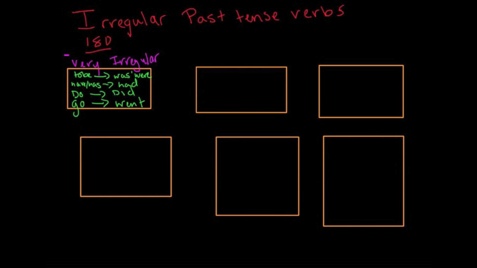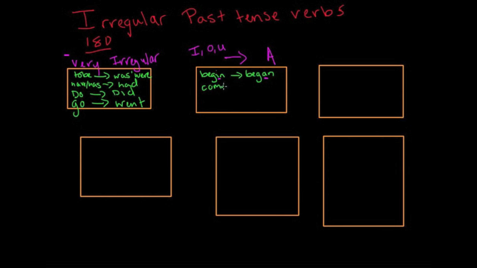The next category that we're going to take a look at is I, O, or you, changes to an A. And let me give you a couple examples in this category. Begin changes to began. So here you can see where we mean that I changes to an A. Begin, began.